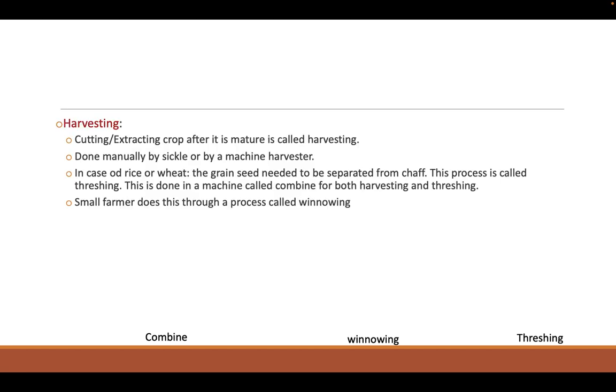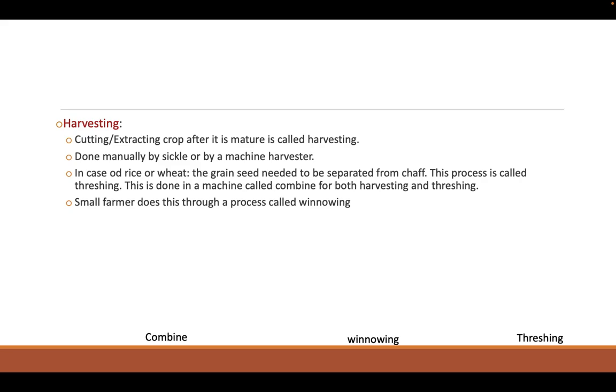The next step is called harvesting. What is harvesting? It's nothing but cutting and extracting the crop after it is mature. So now that the crop has grown and is ready to be extracted, just extract it so that it won't get lost by some natural phenomenon. So harvesting is nothing but extracting the crop. It is done manually by a sickle. We know a sickle is a bow-shaped tool to cut. That is the traditional way.